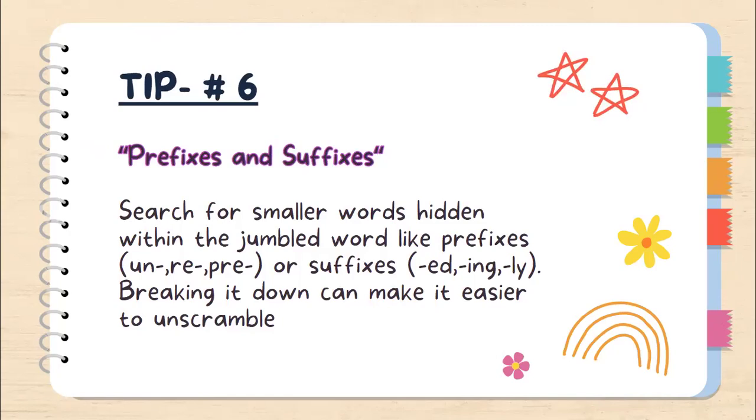Tip number 6, prefixes and suffixes. What are prefixes and suffixes? Prefixes and suffixes are smaller words or parts of words that you may find at the beginning of the word or end of the word. The prefixes are un, re, pre, and more, and suffixes are ed, ing, ly. Breaking it down can make it easier to unscramble the word.